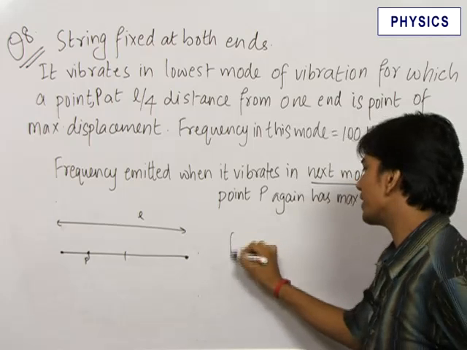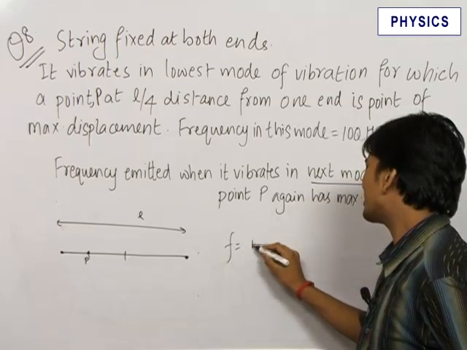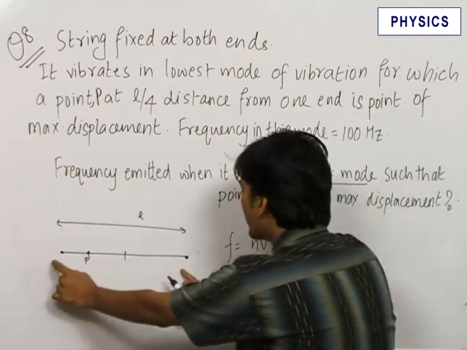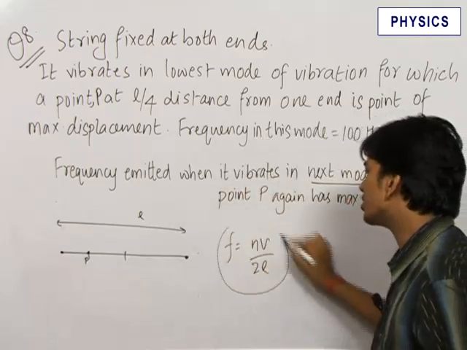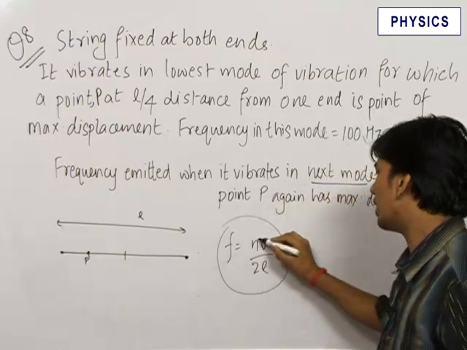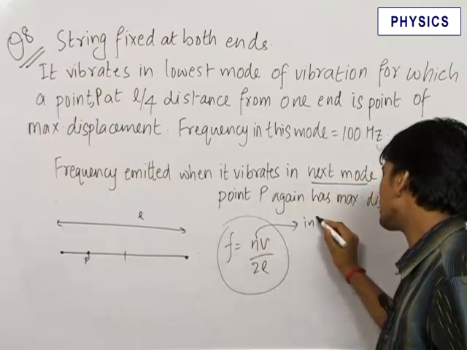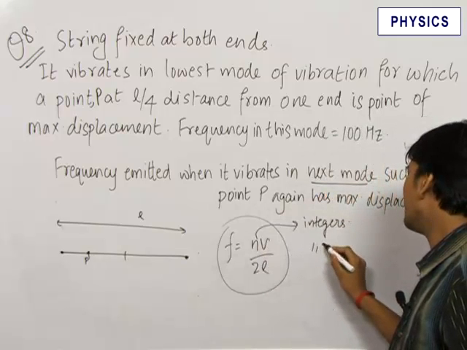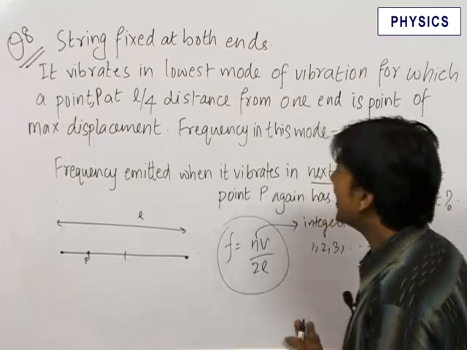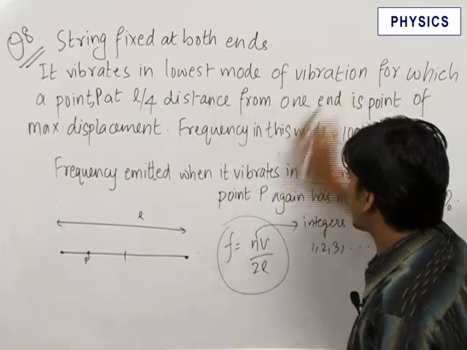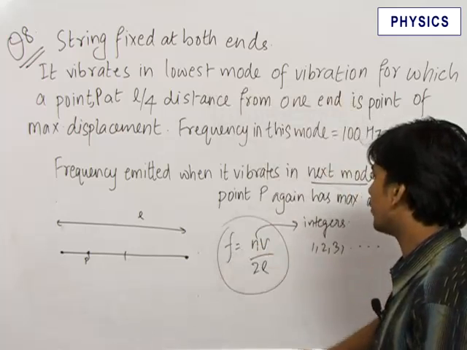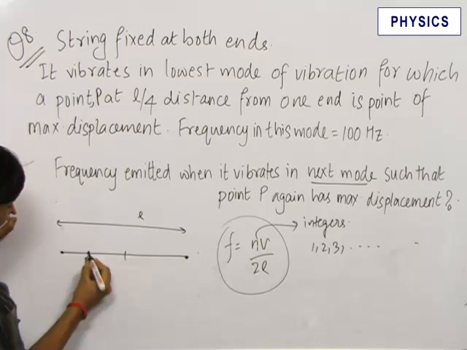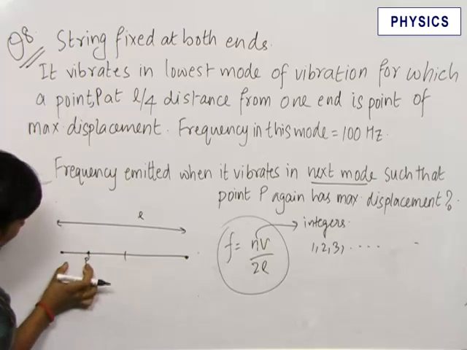So we know that for a string the different frequencies are nv upon 2L. This is applicable for a string fixed at both ends. The various frequencies in which it can vibrate are nv upon 2L, where n takes the values 1, 2, 3 and so on. We need it to be the lowest mode of vibration. Lowest mode of vibration means the minimum number of loops, that is, the minimum frequency. For that, this should be the first antinode.